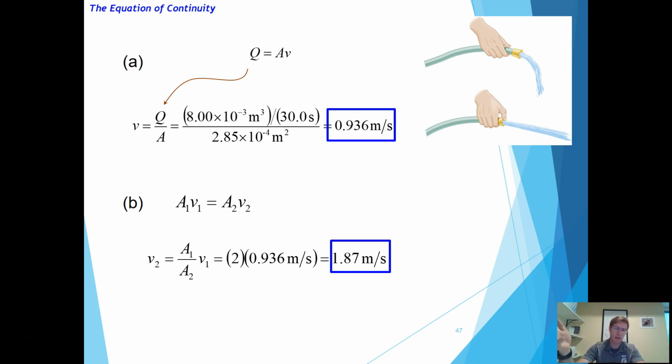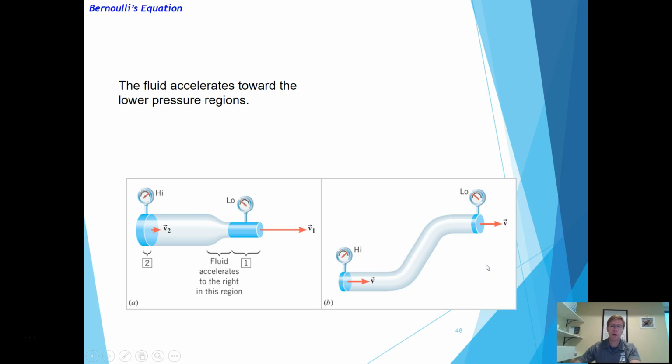And in reality, if it's not ideal, you'll probably get some turbulence here, so it will actually take longer. So don't cover it up to make it fill up faster. It won't help.